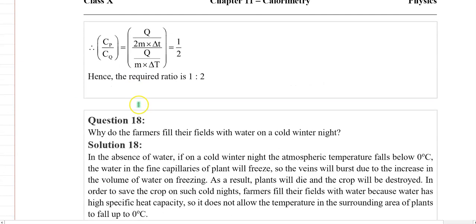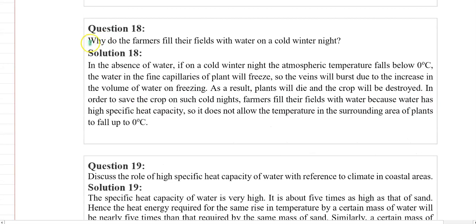Next question, you can study: why do farmers fill their fields with water on a cold winter night? To protect the plants from freezing.